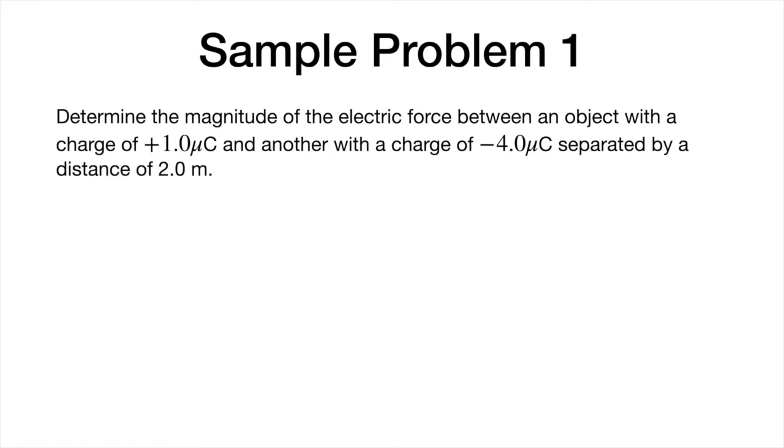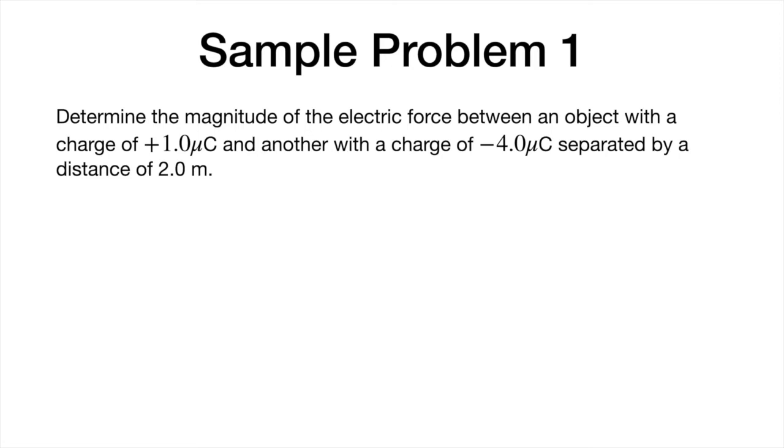So let's look at a problem. Determine the magnitude of the electric force between an object with a charge of positive 1.0 microcoulomb and another with a charge of negative 4.0 microcoulomb separated by a distance of 2 meters. One thing when working with charged objects is to realize that having an entire coulomb of charge is really unusual. Typically in the atmosphere, an object will get to somewhere in the neighborhood of a microcoulomb of charge, say by friction or some other process. Once it gets up to about a microcoulomb, pretty much anything nearby that it can discharge into, it will.